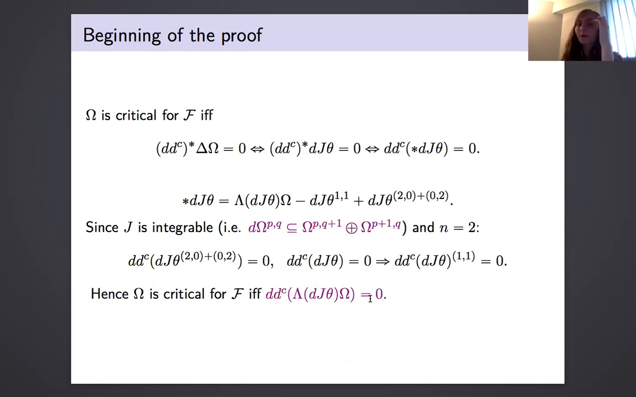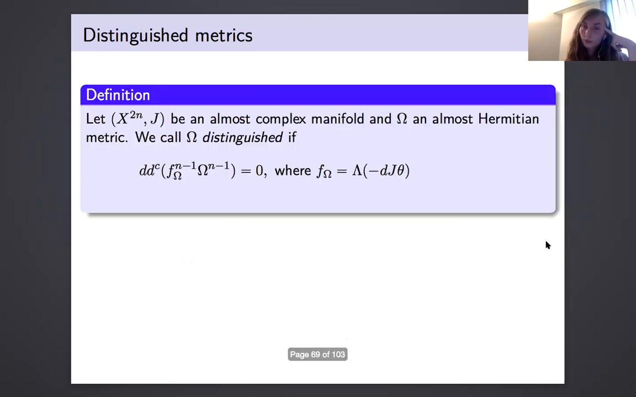So in order to show our theorem, we have to show that in any conformal class there exists a unique such metric satisfying this equation. And in fact, we did more than this. We looked at a more general setting. So again, we forget about integrability of the complex structure. We suppose we are on a compact manifold with an almost complex structure. And we define the notion of a metric called distinguished if this equation is satisfied, where f omega is the trace of this form. So note that when n equals 2, this is exactly the equation that we had to solve.